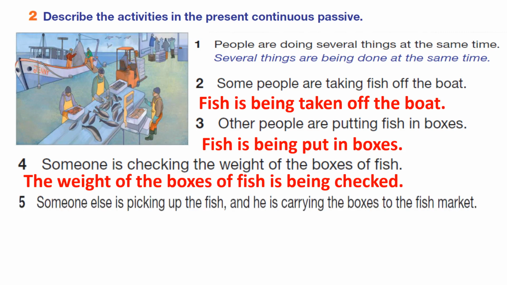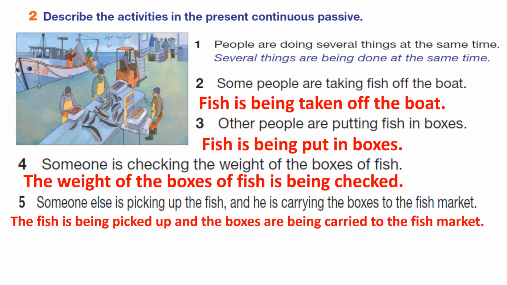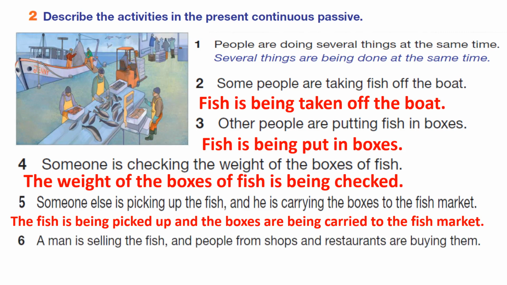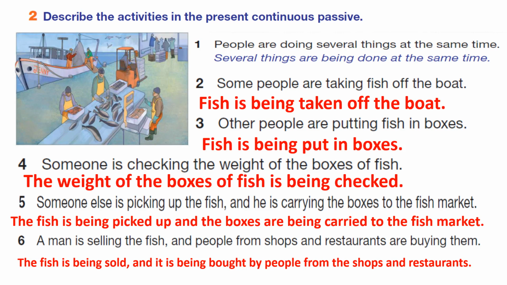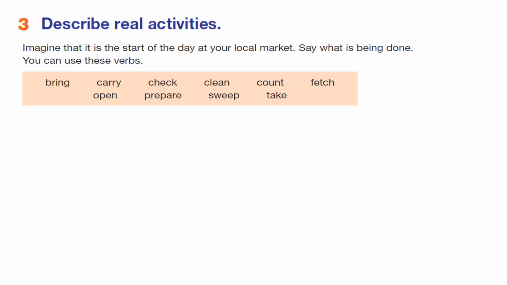5. Someone else is picking up the fish and he's carrying the boxes to the fish market. The fish is being picked up and the boxes are being carried to the fish market. Number 6. A man is selling the fish and people from shops and restaurants are buying them. It becomes the fish is being sold and it is being bought by people from the shops and restaurants.